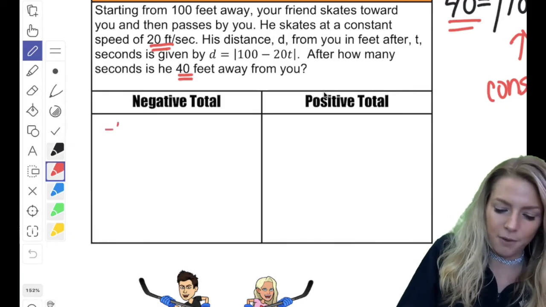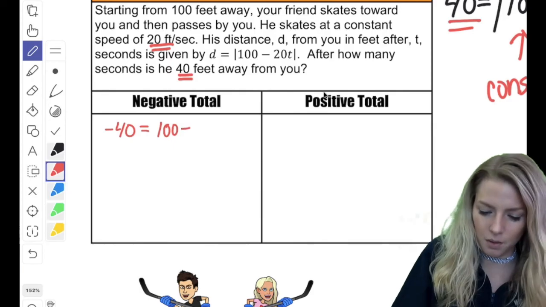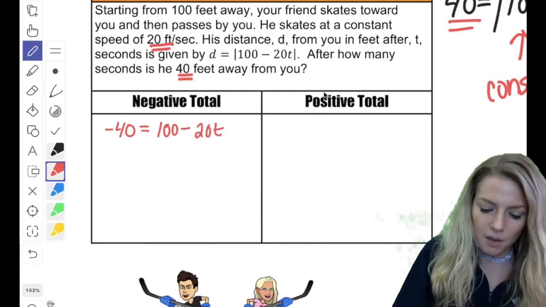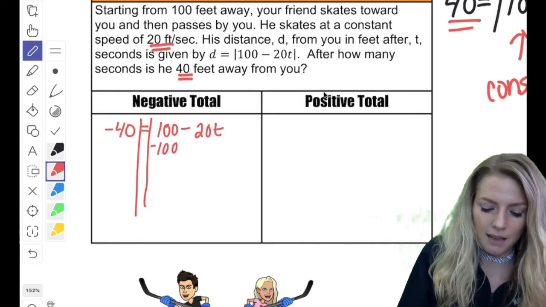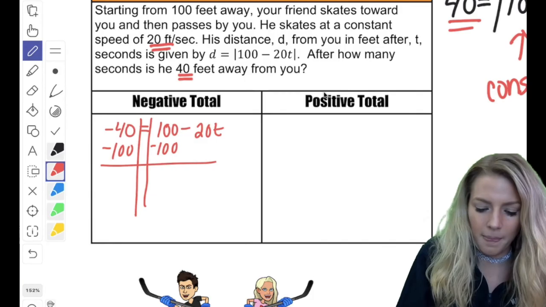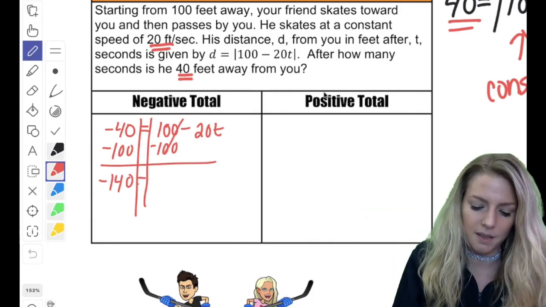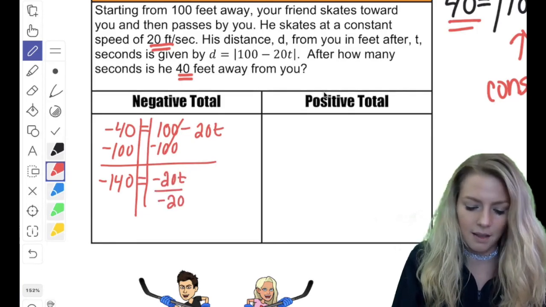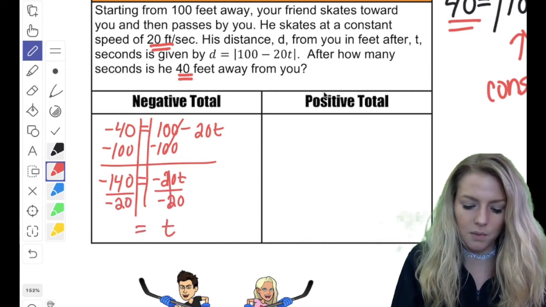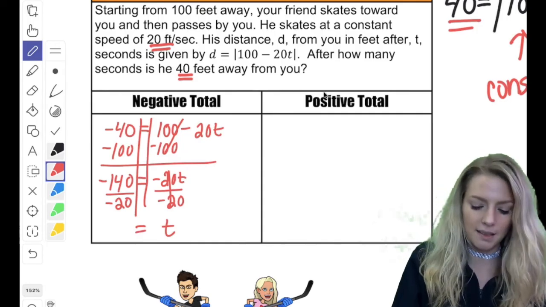So I've got negative 40, drop the bars, 100 minus 20t. And I'm going to go ahead and solve this the same way I would solve a 2-step equation. I'm going to subtract the constant. I get negative 140. Also, be careful of your integers. There's a lot of negatives and positives here. Minus 20t. I'm going to divide negative 20 to both sides. Do it to one, do it to the other. And t is equal to, be careful, a negative divided by a negative is a positive. And 140 divided by 20 is 7.